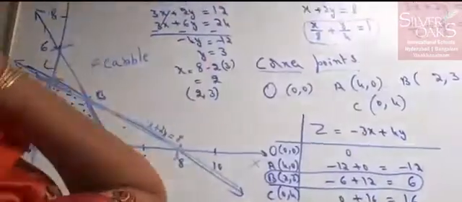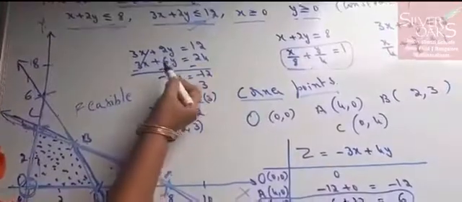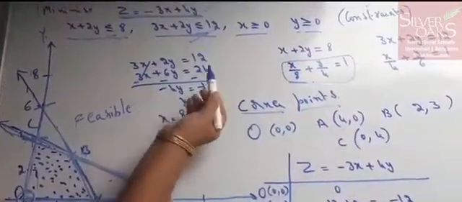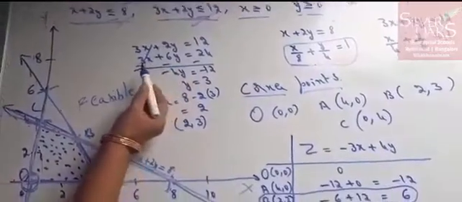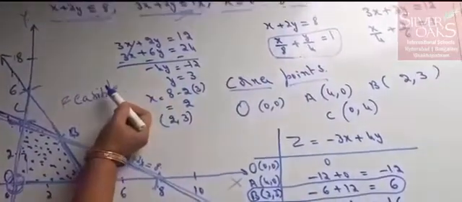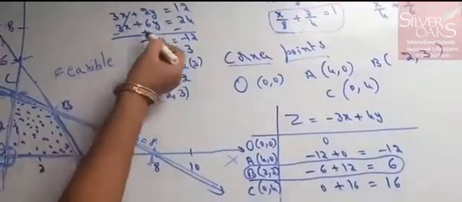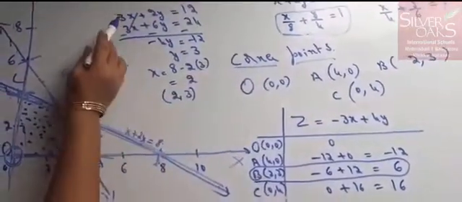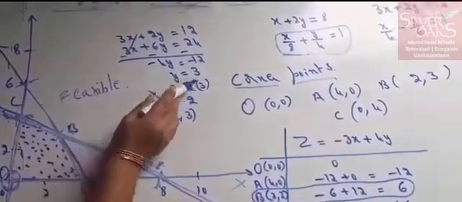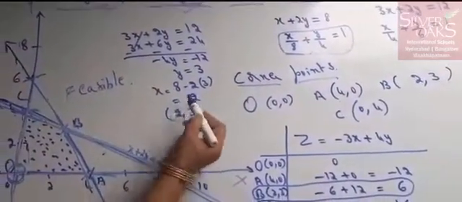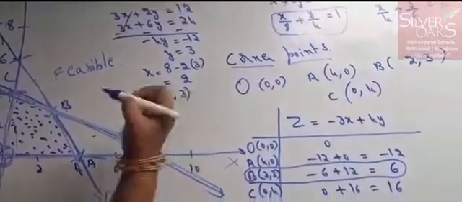So x plus 2y is equal to 8 and 3x plus 2y is equal to 12. So to solve these two line equations, by elimination method, I have multiplied by 3 the first constraint on both sides and I have solved the two equations. So 3x gets cancelled, 2y minus 6y minus 4y, so y is equal to 3. And from here I got x value is 2. So with this the corner point B is 2, 3.